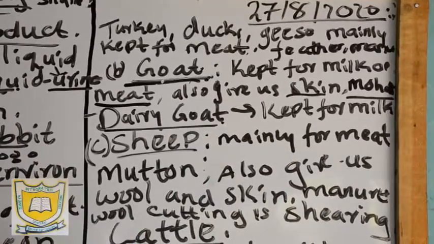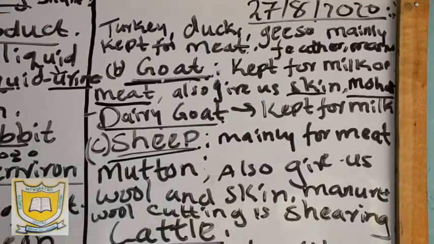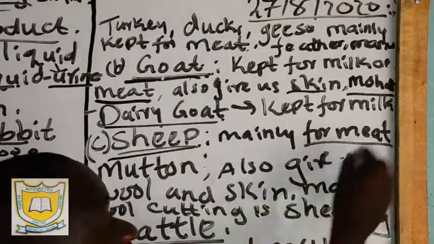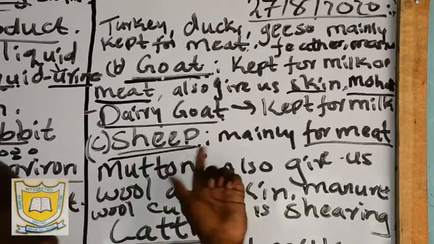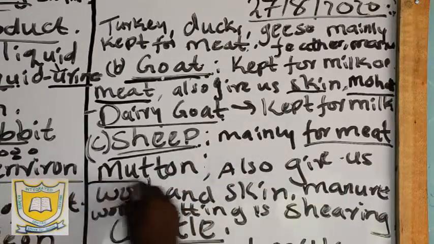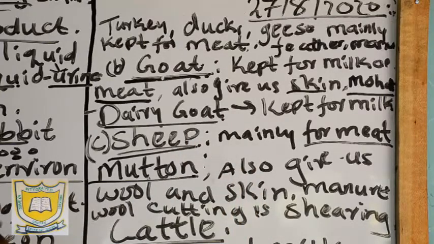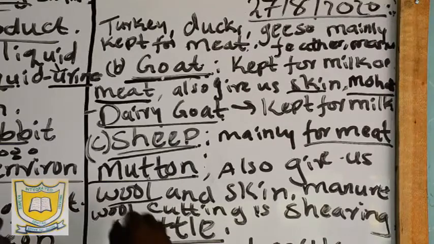Now, we also have those animals that are grouped as sheep. They are kept mainly for production of meat. And the meat that is produced by sheep is called mutton. Also, from sheep we obtain wool. And wool is just the hair of the sheep.